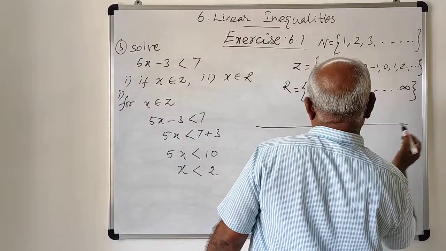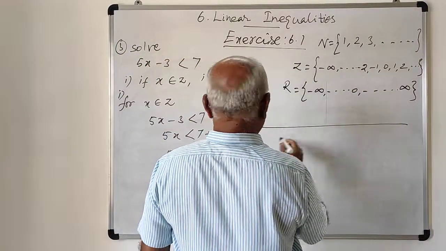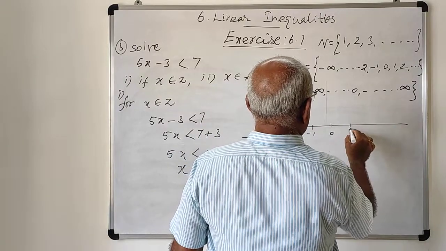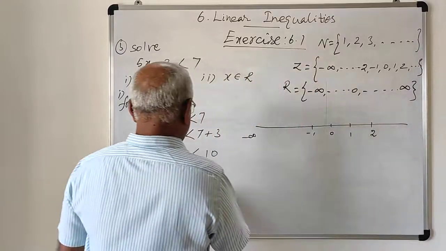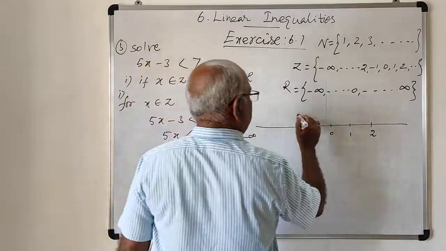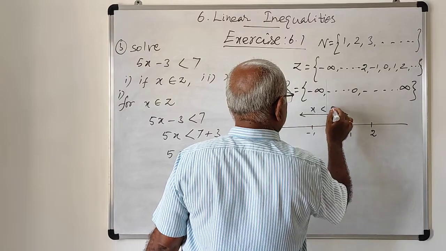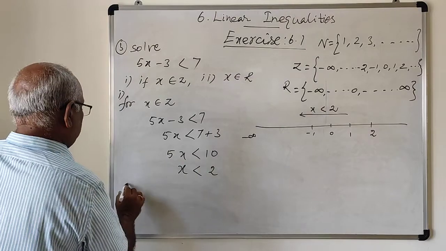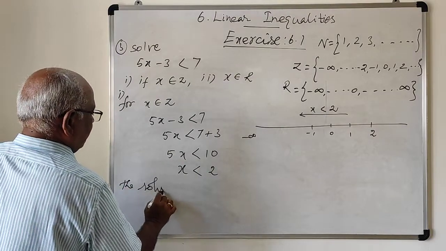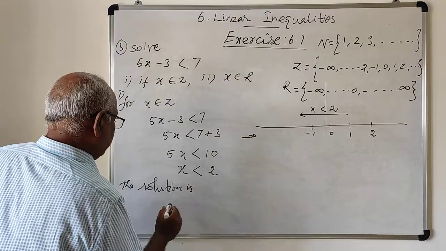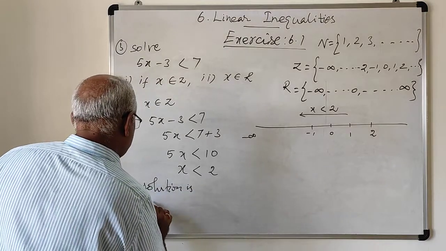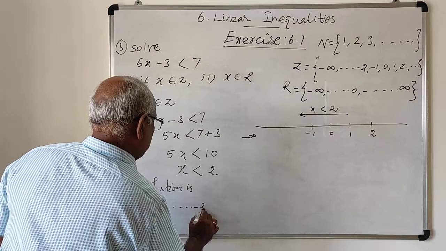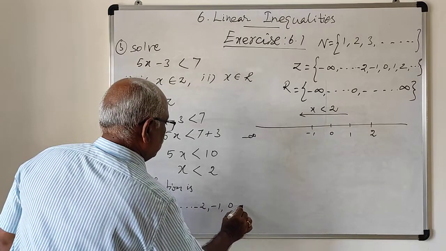See, this is the set of integers, minus infinity, minus 1, 0, 1, 2. So x less than 2 means the numbers along this direction. This is called x less than 2. Therefore, for x belongs to Z, the solution is minus infinity, etc., minus 2, minus 1, 0, 1 only.